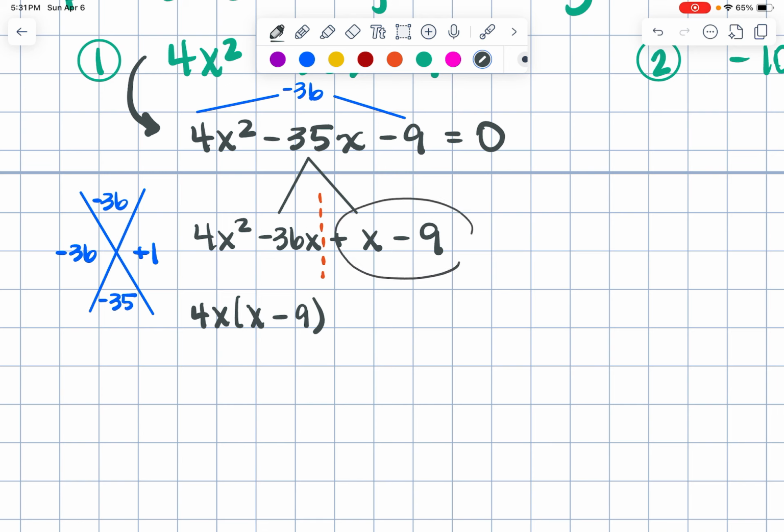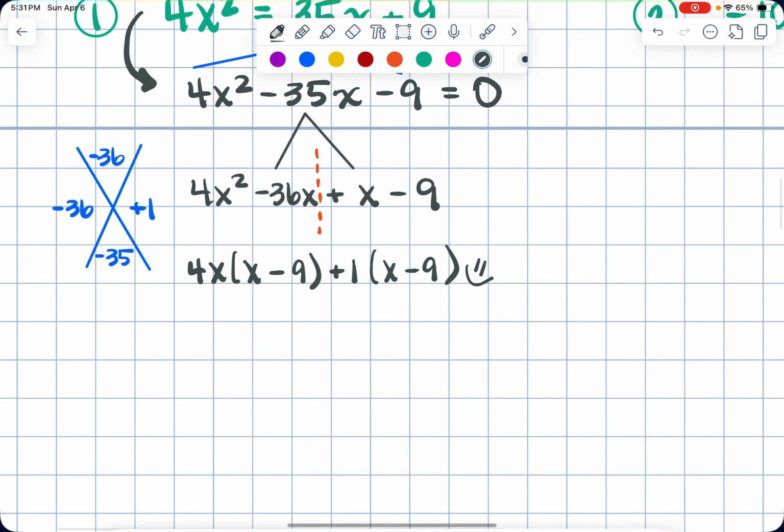And then the only thing our x and 9 have in common is a positive 1, so if I take out the positive 1, I get x minus 9. Looks like our parentheses are the same, smiley face. That's exactly what I want to see. Now we're going to take out the GCF of x minus 9, and our leftovers are 4x plus 1. And this is where we would have stopped in unit 6.